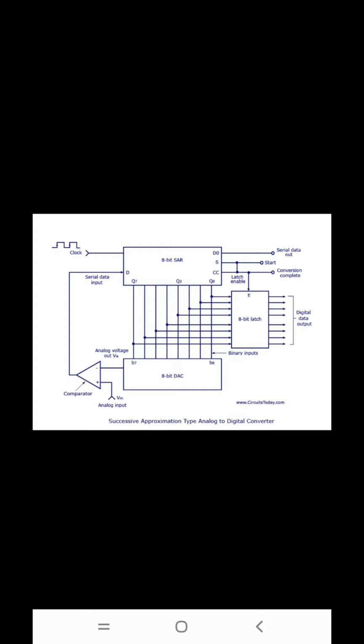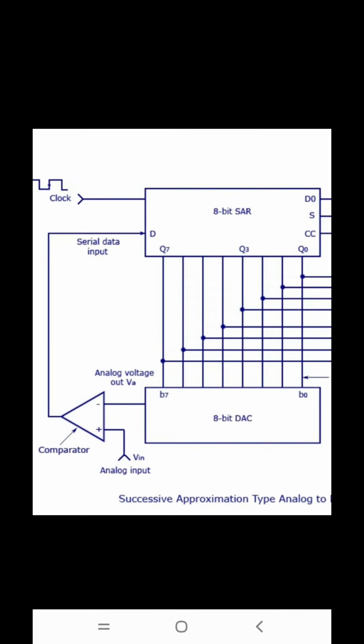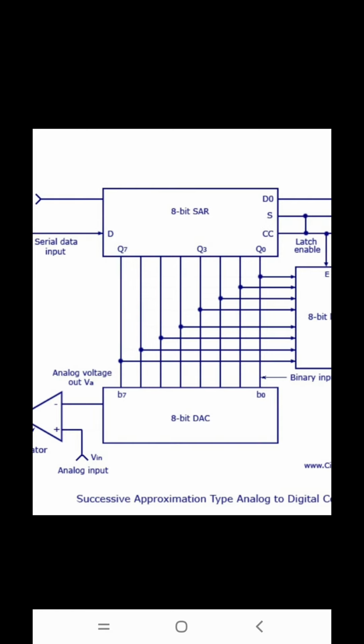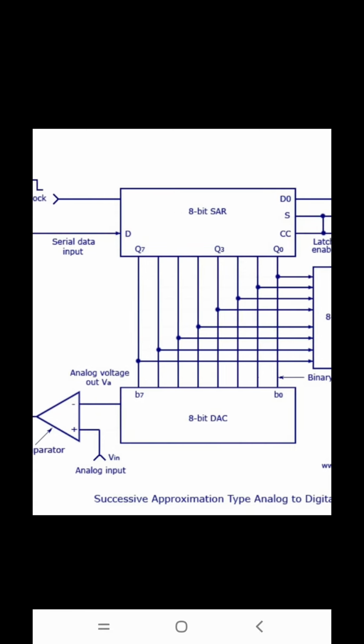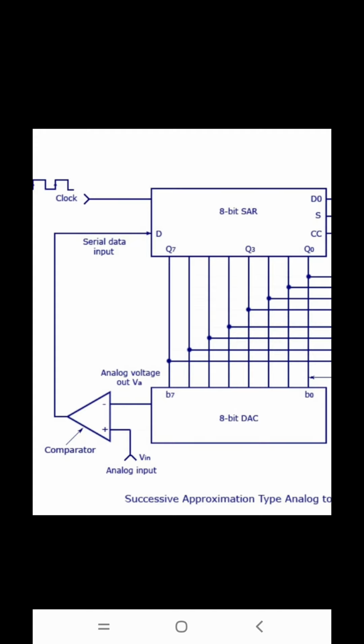D to A converter. Here you can see this is the 8-bit SAR whose output is applied to an 8-bit DAC, that is digital to analog converter, and the output of the DAC is connected to a comparator. The output of the comparator is a serial data input to the SAR.